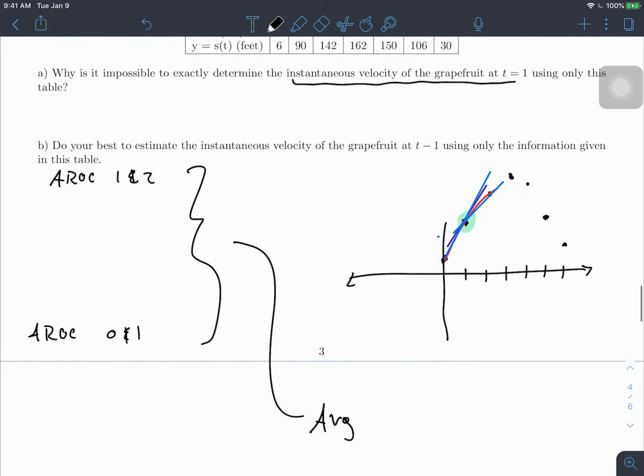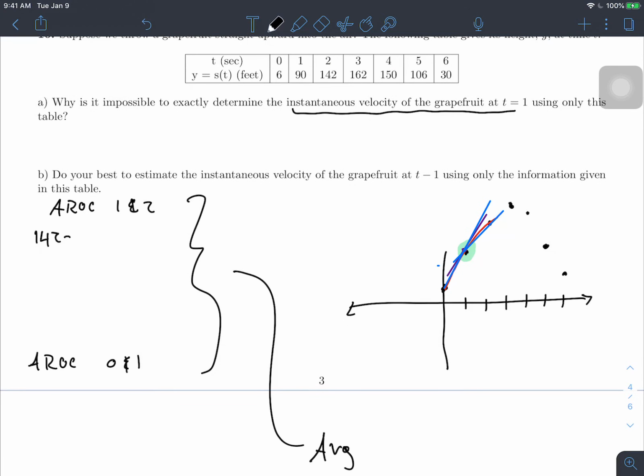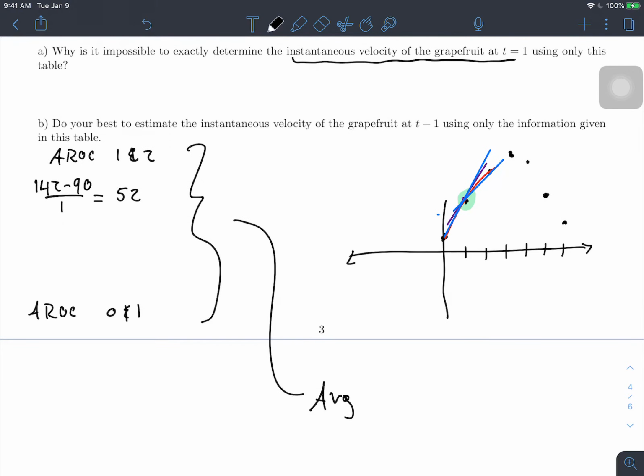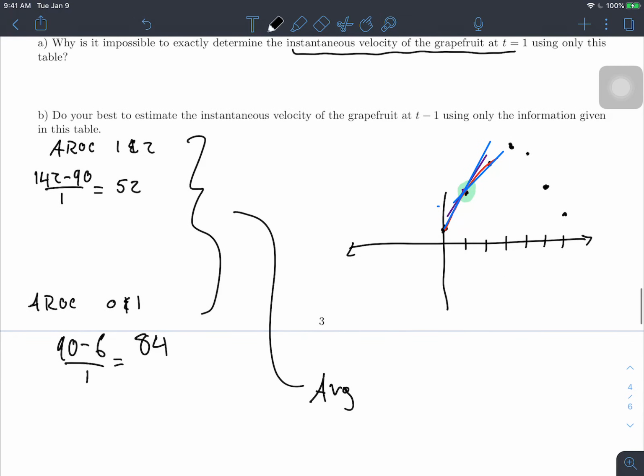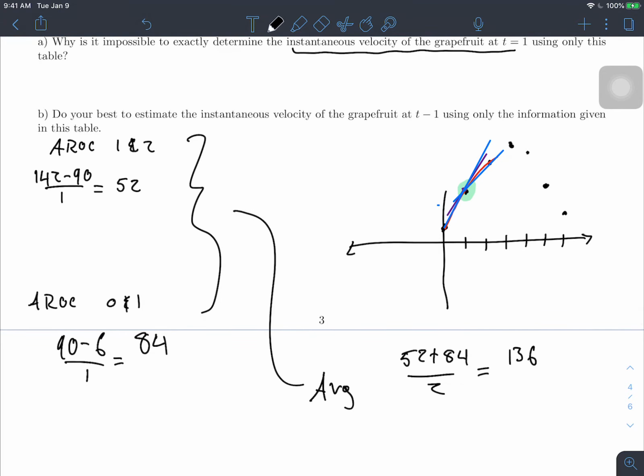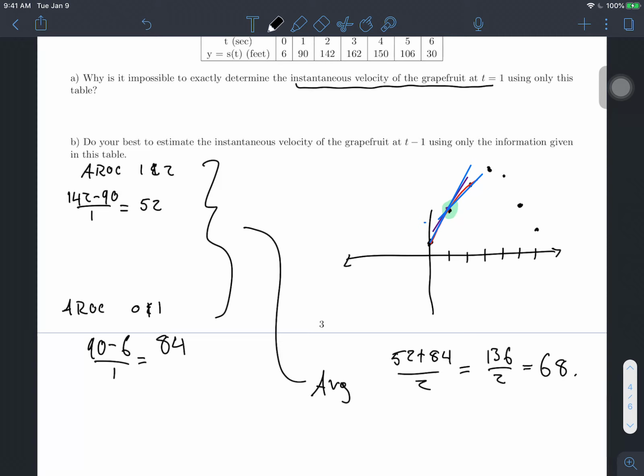So I'll do f of b minus f of a, 142 minus 90, all divided by 1. What is that, 52? 52. And then the other one will be between 0 and 1. We went 90 minus 6 over 1 equals 84. I think if we average them, we do 52 plus 84 divided by 2. 52 plus 84, that's 136. Divided by 2 is equal to 68. So that's one way that we can try to estimate.